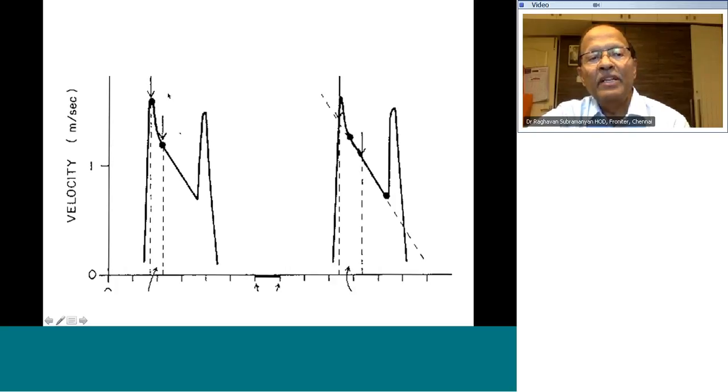So, where do you measure the rate of decline? You could measure here, which would give a very high rate of decrease, and therefore the pressure half time would be very, very small. Whereas you could measure in the later part of the tracing here, which would give a longer pressure half time and therefore give a smaller mitral valve area.